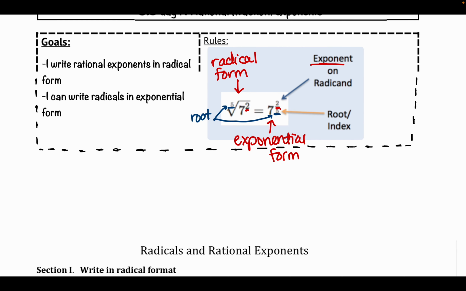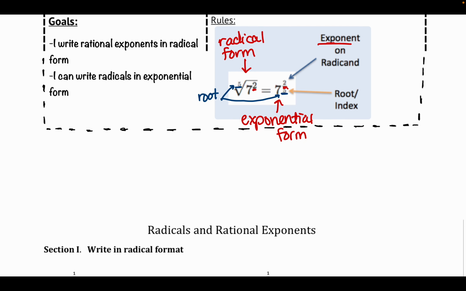Okay, so I mentioned it the very first day, if anyone remembers, but if we have no number on our root, that is an implied 2. So this would be like x to the 1/2 because the 2 is implied. Usually we don't write it, so just the square root of x, it's x to the 1/2.